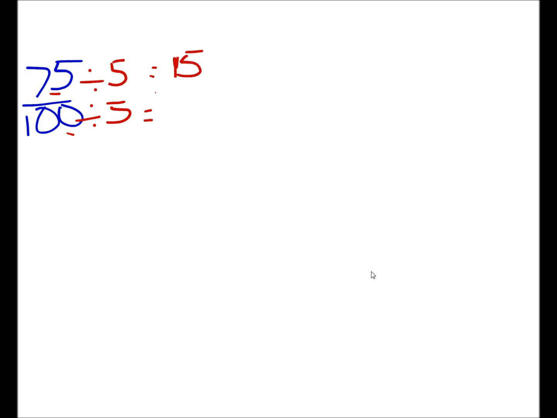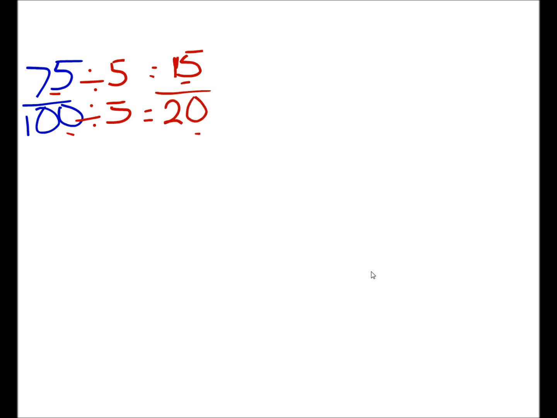Reducing fractions. Being able to do this, you really need to know your multiplication facts. You really need to be able to see the signs or see the clues on what you should divide by. I can see that both of these end in a 5 and 0, so I can divide both of them by 5. I know that 75 divided by 5 is going to be 15, and 100 divided by 5 is going to be 20.